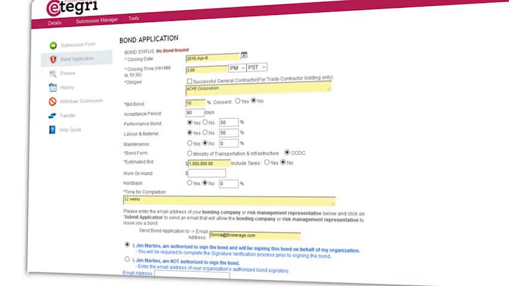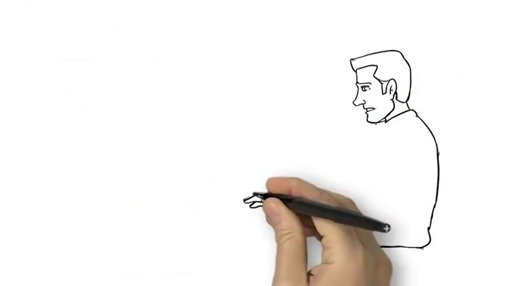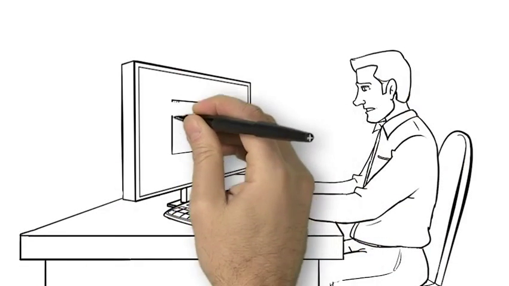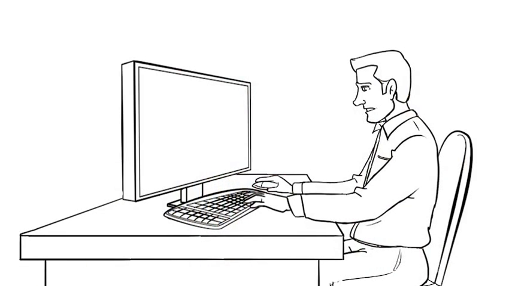Everything is done online. As Jim continues to add information, Etegri checks his entries for errors and also makes sure that he answers every required question. So when he submits, his response is compliant. It also handles subtotals and totals, speeding input and reducing errors.